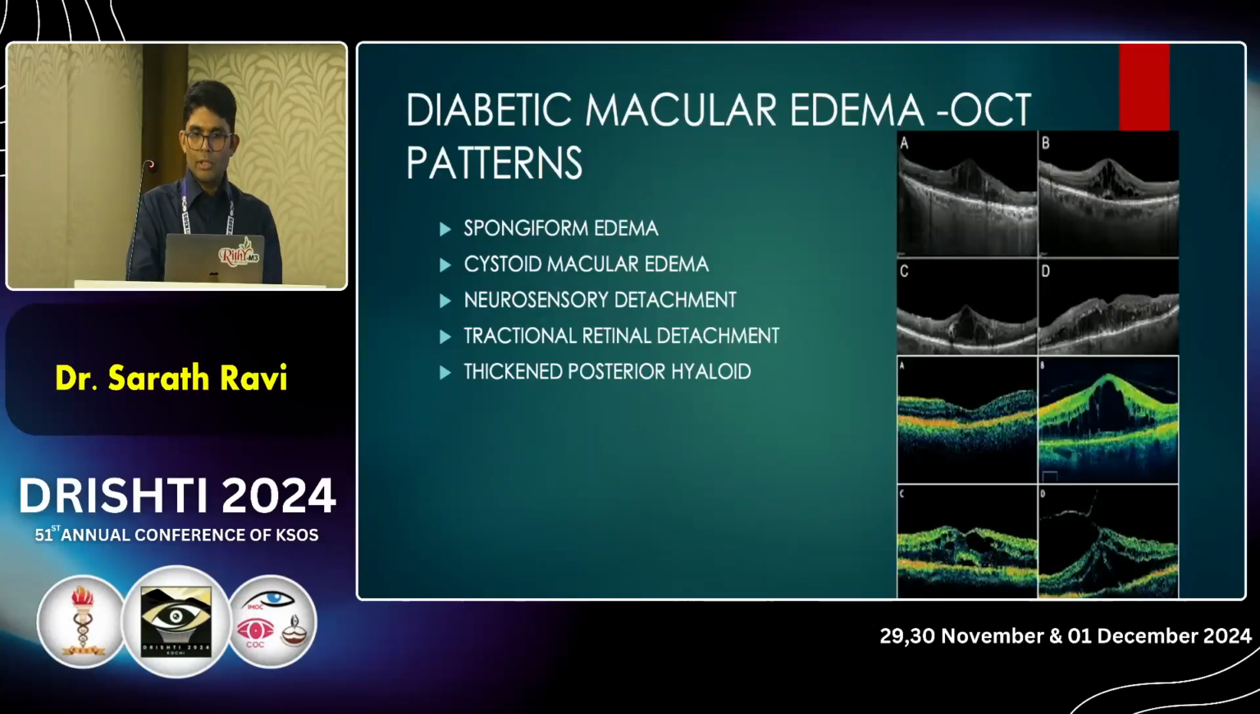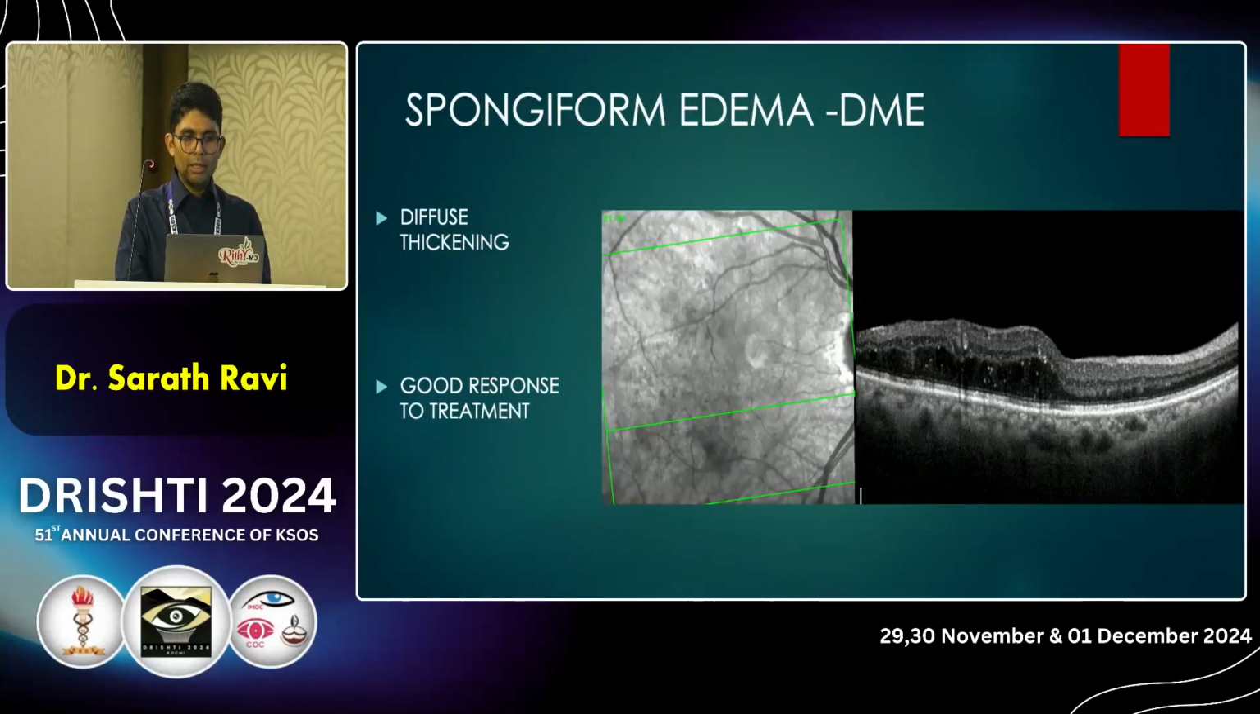So the different OCT patterns of diabetic macular edema: the spongy edema being the most common, and there's a diffuse thickening of the retina with hyporeflectivity at the level of the outer nuclear and the outer plexiform layer, and usually this indicates a good response to treatment.